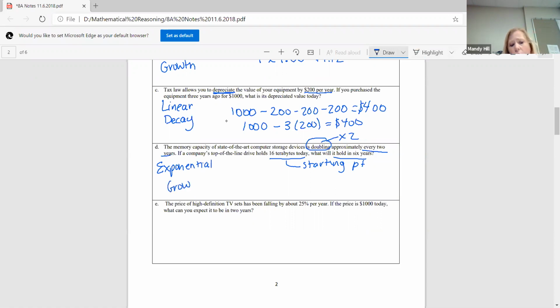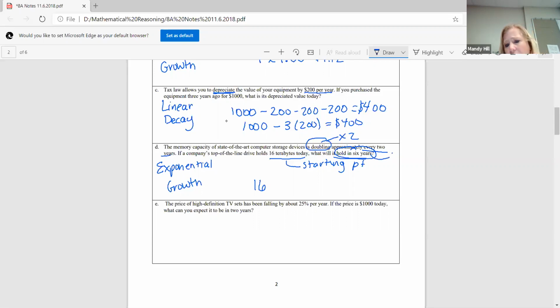And it's growing, so we've got exponential growth. Okay, so we're starting at 16 terabytes. Now, it says how much will it hold in 6 years? Now, what you need to keep in mind is that this doubling happens every 2 years.